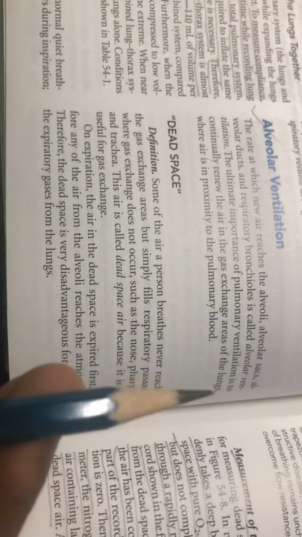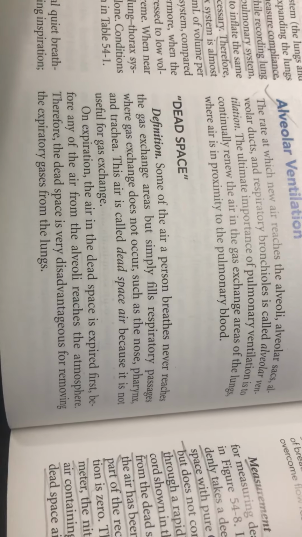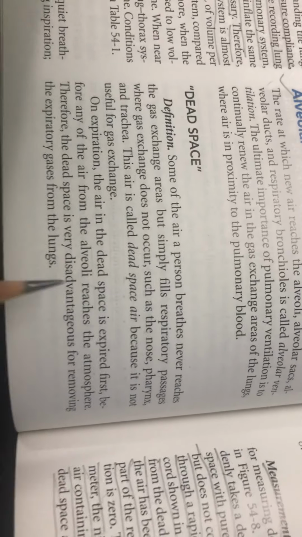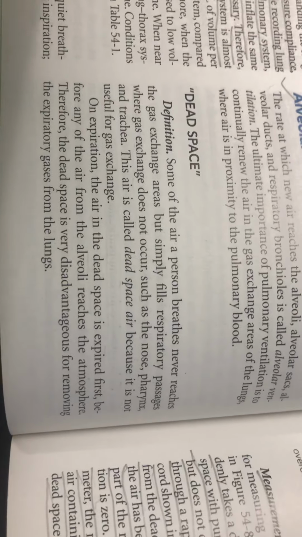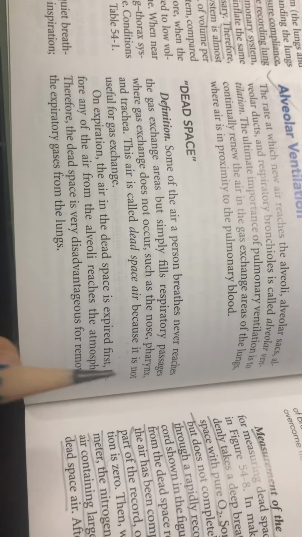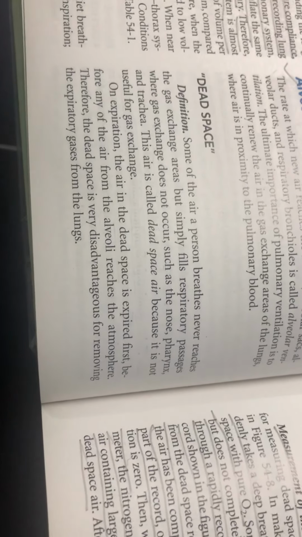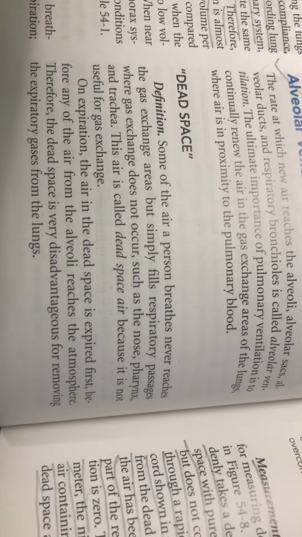See, some of the air a person breathes never reaches the gas exchange areas but simply fills the respiratory passages where gas exchange does not occur. This air is called dead space air because it is not useful for gas exchange. Okay, so dead space air is very disadvantageous for removing the expiratory gases from the lungs because the dead space air is expired first.